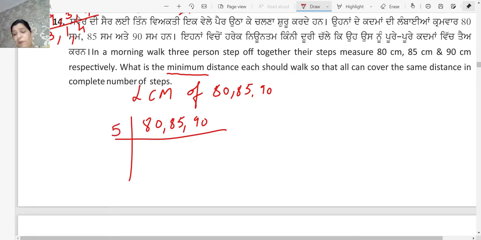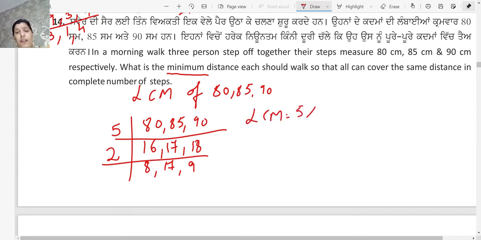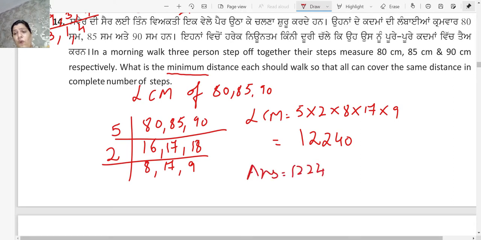So all three are divisible by 5. You get it as 16, 17 and 18. Now 16 and 18 are divisible by 2. So 2 8s are 16, 17 is not divisible and 2 9s are 18. Now these are co-prime numbers, so you can leave it over here. So the LCM is 5 multiplied by 2 multiplied by 8 multiplied by 17 multiplied by 9. And when you multiply them, you get 12240 as the answer. So your answer is 12240 centimeter distance should be walked by each so that the distance is covered in complete number of steps.